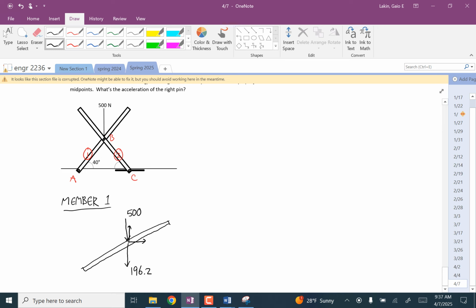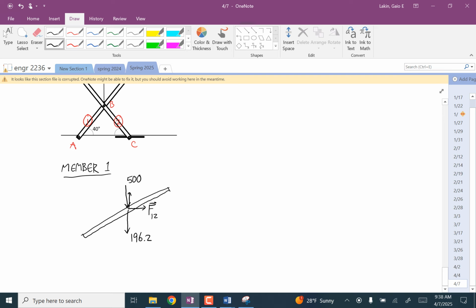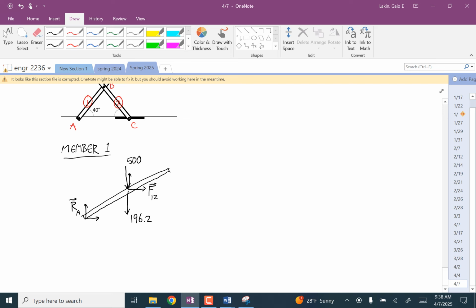And then there's the contact force between the two members. I'll call this the force on 1 by 2. And then last, oh man, I got so excited again that I skipped the first 2 steps. We'll come back to those. I just look forward to the free body diagram so much. So we have this force RA here. So that's the free body diagram.